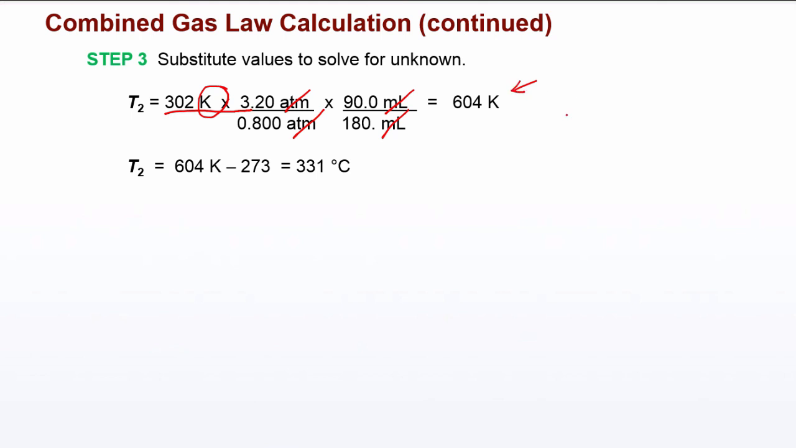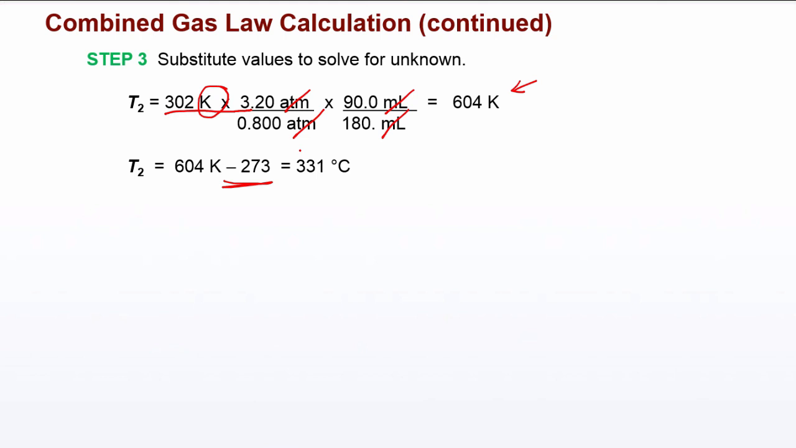It asked for the temperature in Celsius. So to get temperature in Celsius, you do the opposite. Before, if we start at Celsius, we add 273. To get Celsius, we're going to subtract 273. And when we do that, we get 331 degrees Celsius.